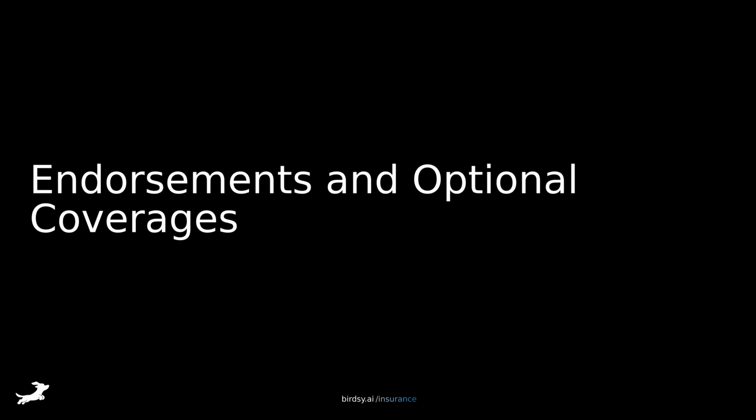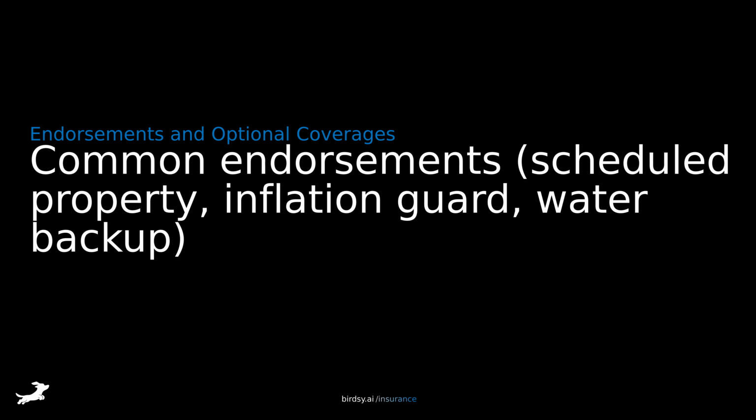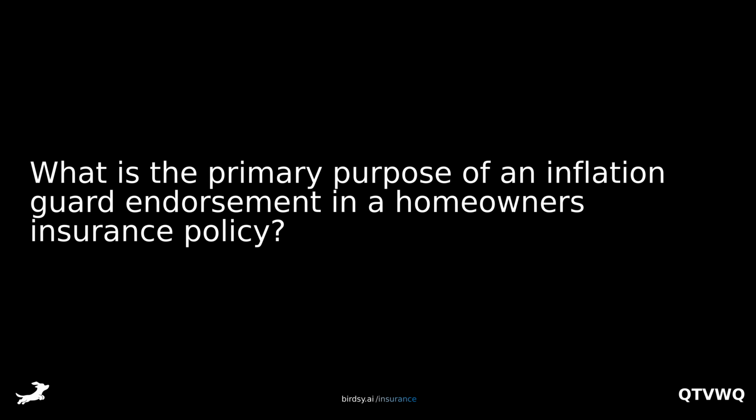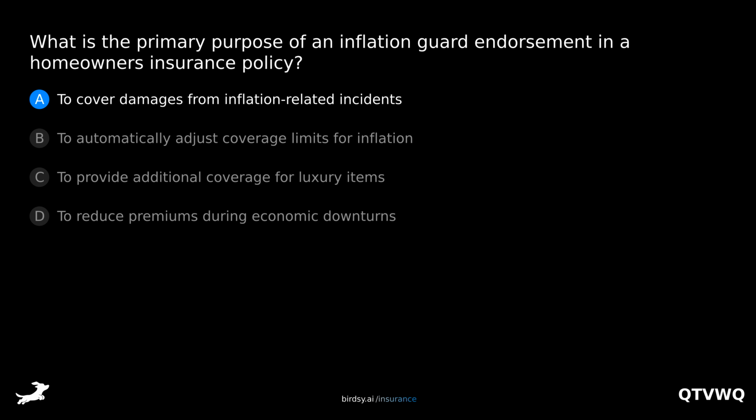Endorsements and optional coverages. Common endorsements: scheduled property, inflation guard, water backup. What is the primary purpose of an inflation guard endorsement in a homeowner's insurance policy? Is it A, to cover damages from inflation-related incidents, B, to automatically adjust coverage limits for inflation, C, to provide additional coverage for luxury items, or D, to reduce premiums during economic downturns?